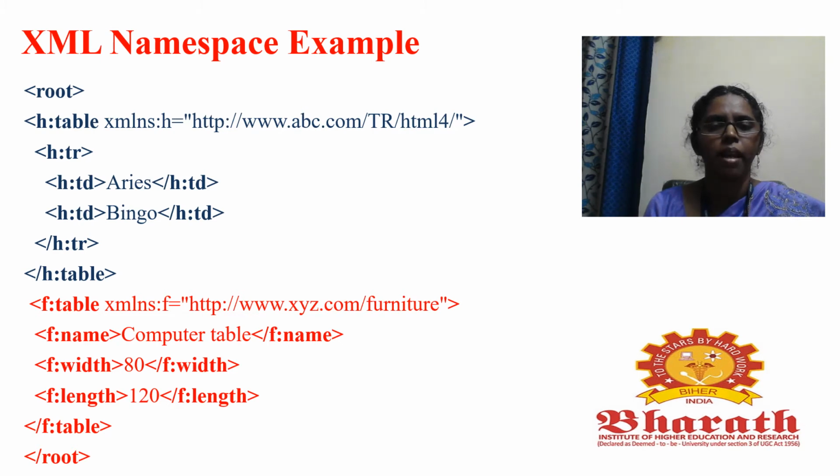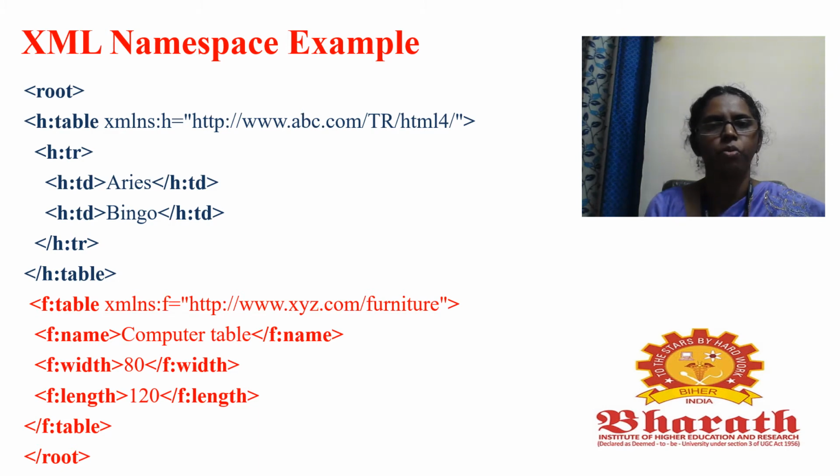xmlns:f. Here also we created one table, F table. Within that we are having one name, then width as well as length we specified. In the name we are mentioning the computer table, then width, then length. So we are having three elements, three attributes within the table. In the first namespace H we are having one table. It contains two names. And in the second URL, we are having three attributes: name, width as well as length.